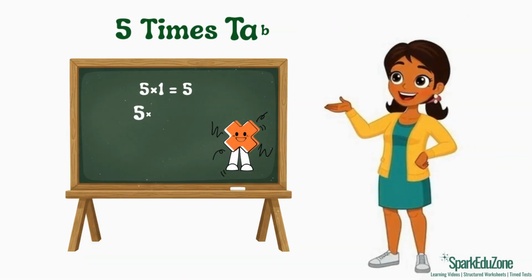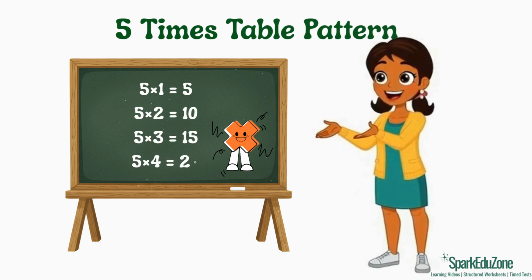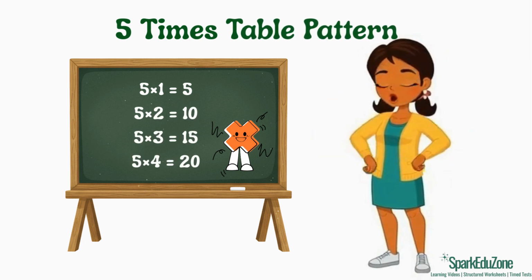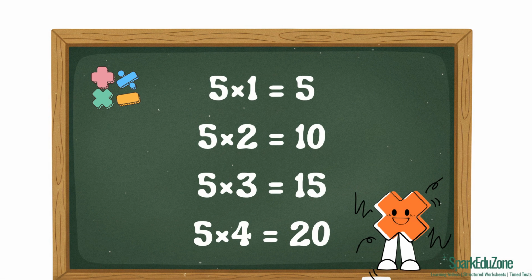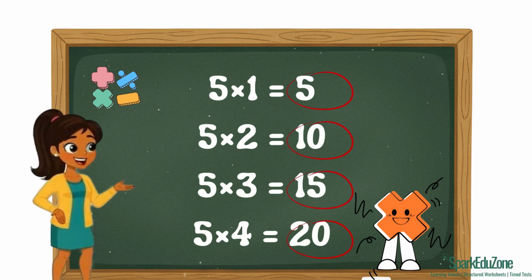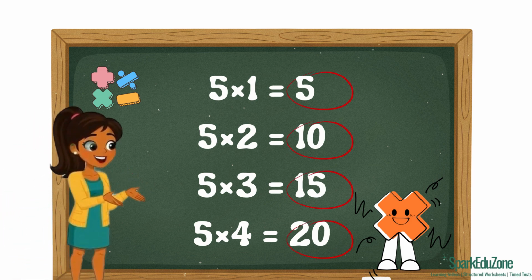5 times 1 equals 5, 5 times 2 equals 10, 5 times 3 equals 15, and 5 times 4 equals 20. Now, let's look at the 5 times table. Notice the pattern. 5, 10, 15, 20. Every answer ends in 0 or 5. Patterns like this make learning fun and fast.